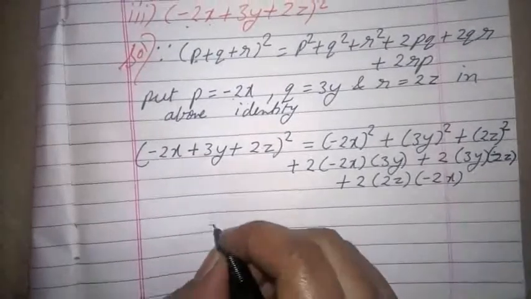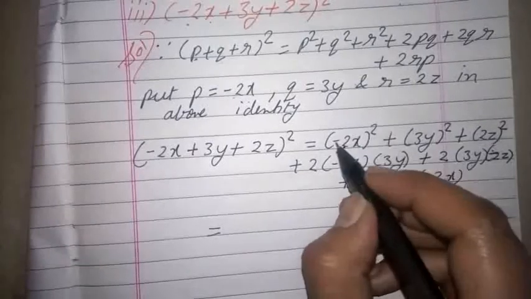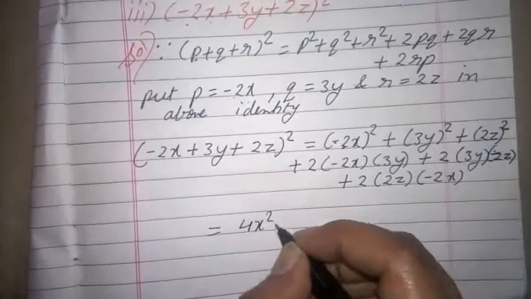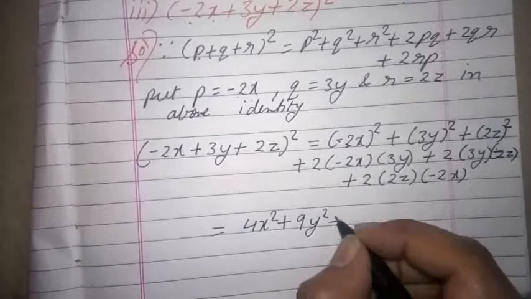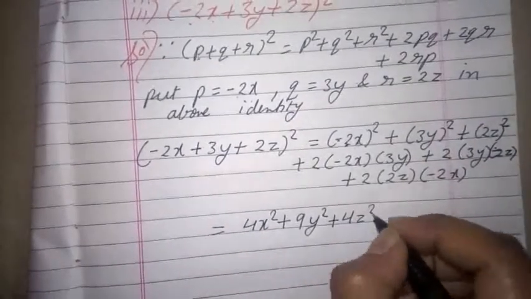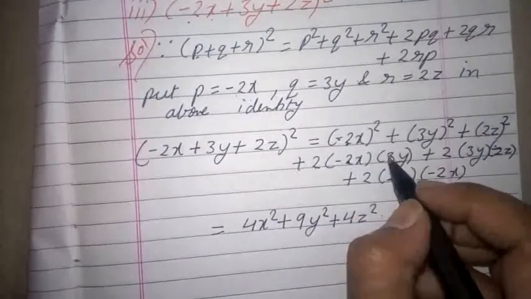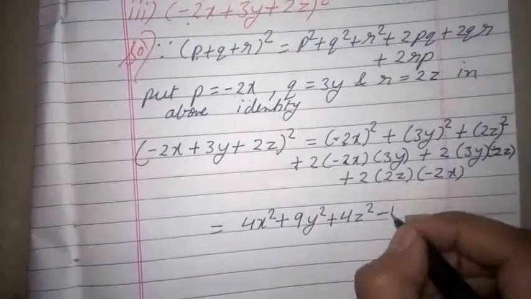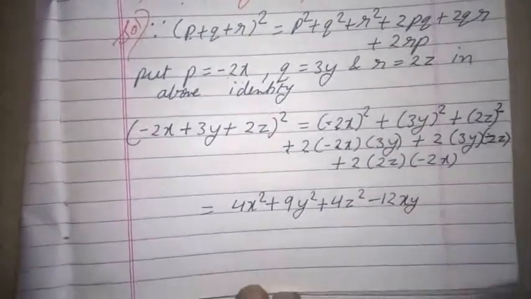Now open all the brackets of right hand side. Whole square of minus 2x, square of minus is plus, square of 2 is 4 and square of x is x square, plus square of 3 is 9, square of y is y square, plus square of 2 is 4 and square of z is z square, so 4z square. Now 2 into minus 2 is minus 4, minus 4 into 3 is minus 12, and also multiply this variable which are x and y, so minus 12xy.